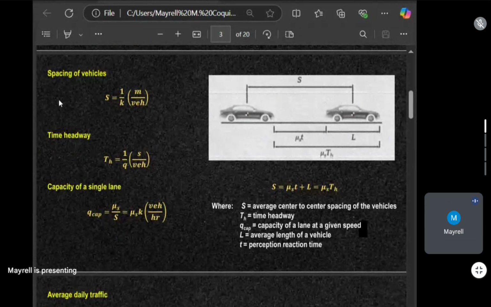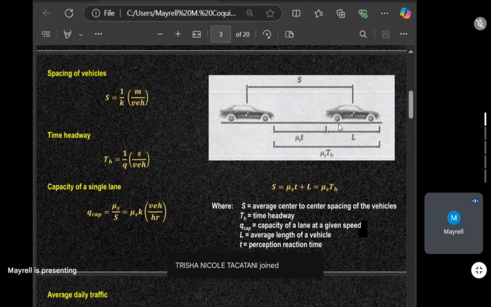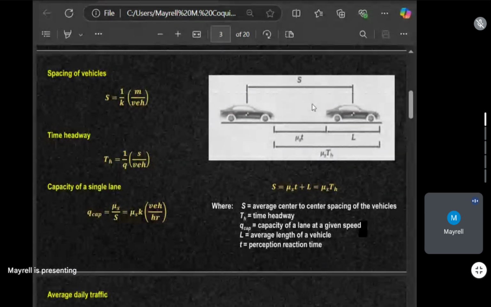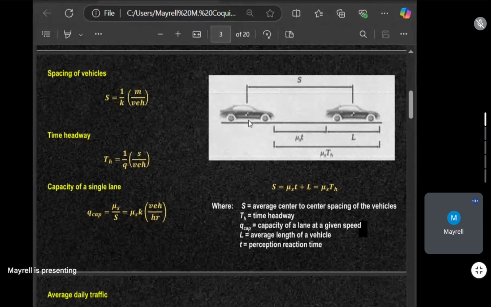And then we have spacing of vehicles. S is equal to 1 over K. That is in meters per vehicle. Okay, we have an illustration here. So this is S, the spacing of vehicles from center to center of the vehicle. And we have time headway. That's TH. That's 1 over Q. That's in seconds per vehicle.